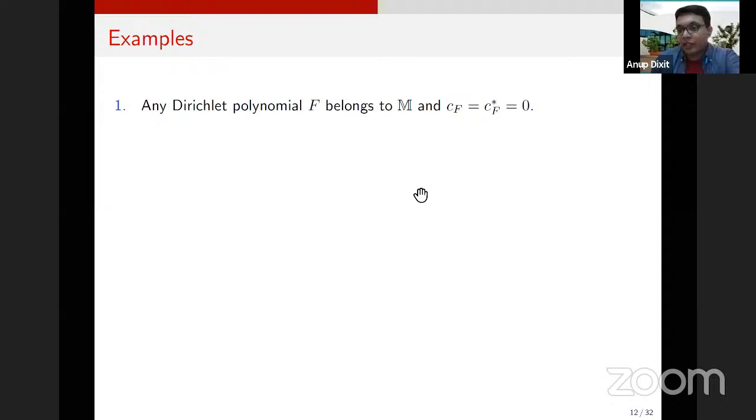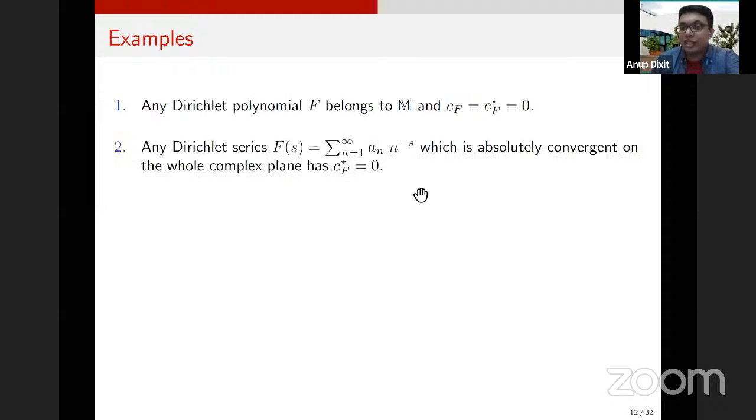Okay. Now let's look at some examples in this class. A Dirichlet polynomial is an element in this class. A Dirichlet series which is absolutely convergent everywhere, for example the summation of e to the minus n over n to the s, is also an element in this class, and that has CF star equal to 0. And as we will see in a later theorem, these are precisely all the elements with CF star equal to 0.